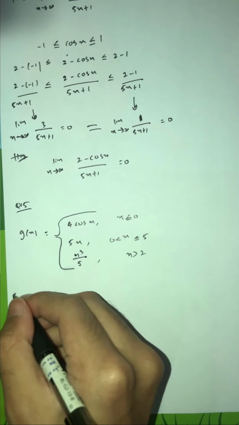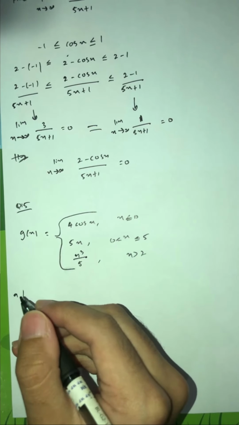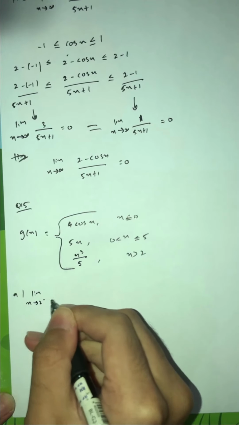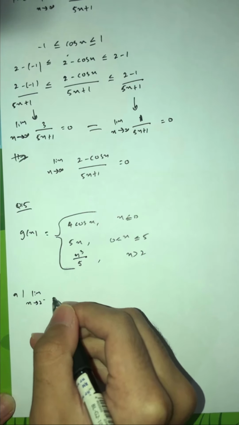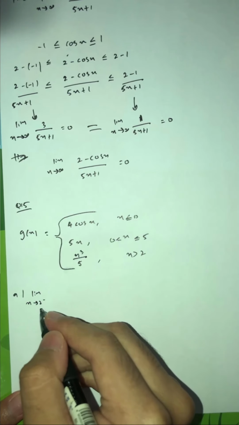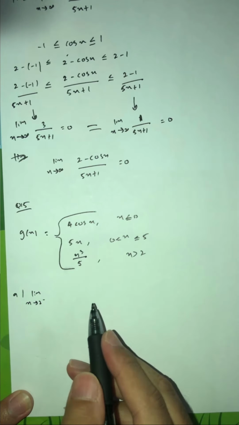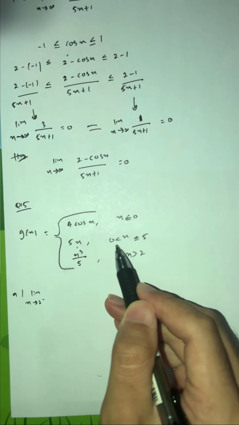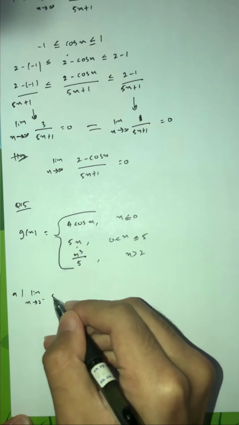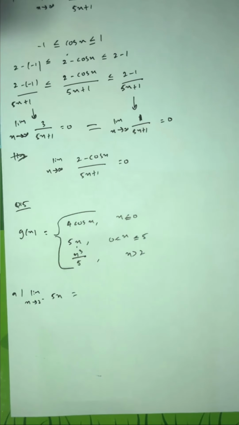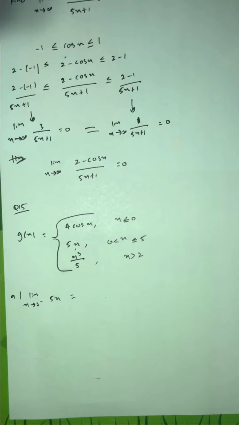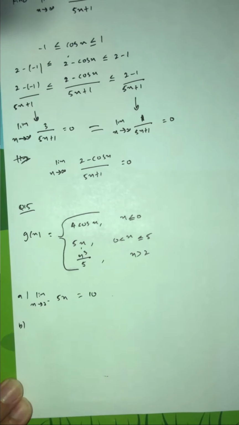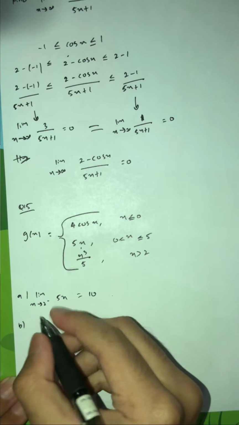So part A asks us to find the limit as x approaches 2 from the left of g(x). For 2 from the left, which function should you use? It must be this one, right? Because 2 is within this range. So 5x, and you'll get your answer. If I'm not mistaken, it will be 10, right? So part B, try yourself.